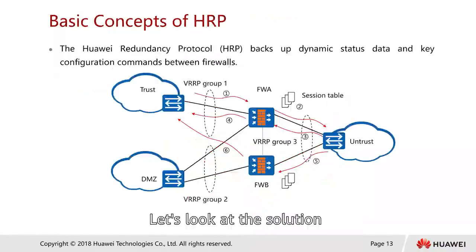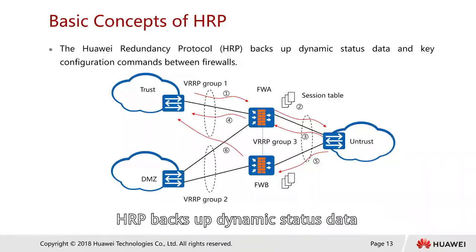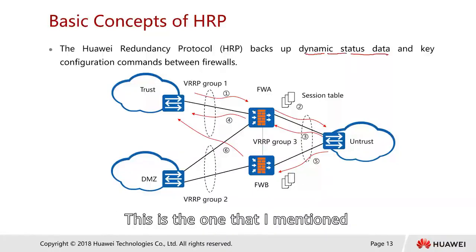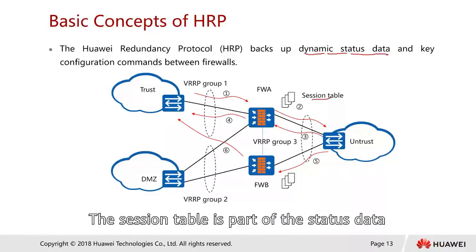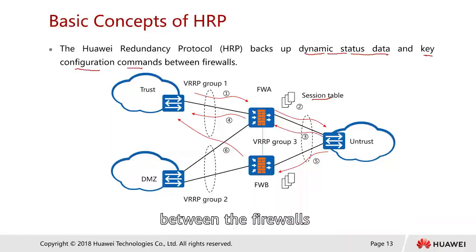So let's look at the solution. This is called Huawei Redundancy Protocol, HRP. HRP backs up dynamic status data. The session table is part of the status data, and also some of the key configuration commands between the firewalls. This is good news: some of the key configuration is also being backed up. So why do we need to back up?